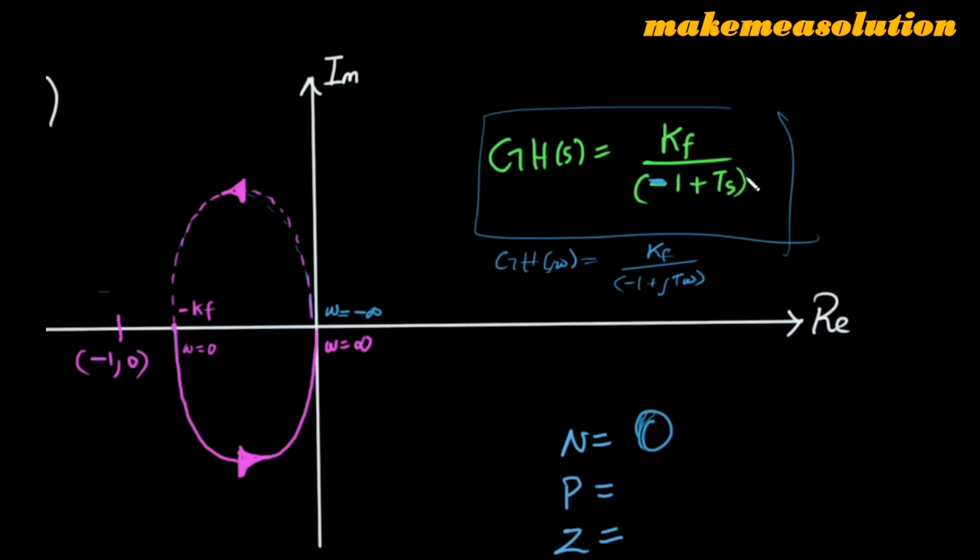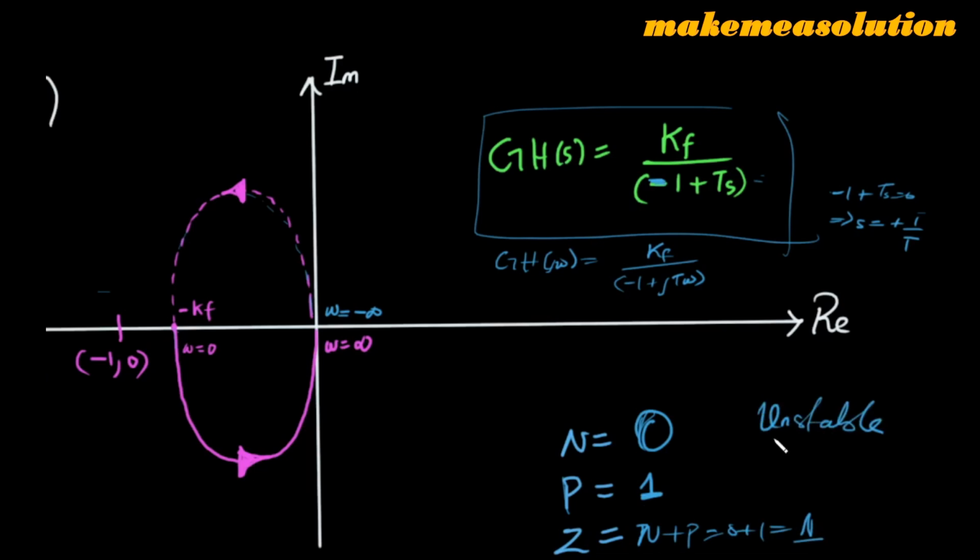Is that okay? But let's solve for the number of poles with positive real parts. So the number of open loop poles with positive real parts, equating this to 0, you will get minus 1 plus Ts is equal to 0. It implies s is equal to plus 1 over T. So this means that there is one pole with a positive real part. Then my Z is equal to N plus P, which is 0 plus 1, which is 1. So it means that the system is unstable. So the system is unstable because irrespective of the fact that the contour does not encircle that point, we still have what?